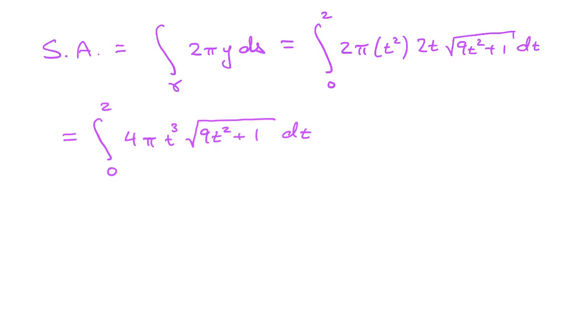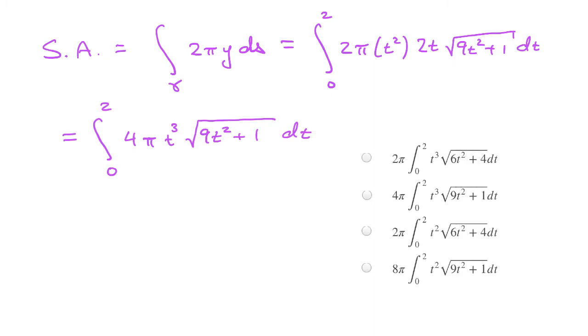So now if we look at the possible answer choices that we have, what we find is that our answer will be the second option: 4 pi times the integral from 0 to 2 of t cubed times the square root of 9t squared plus 1 dt.